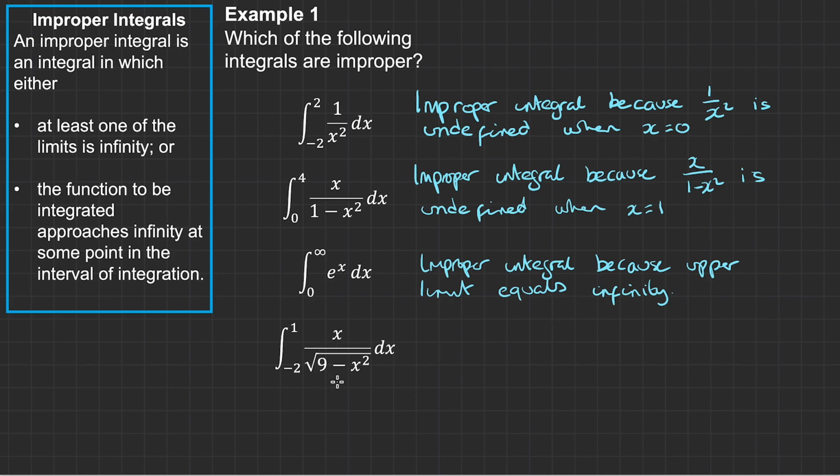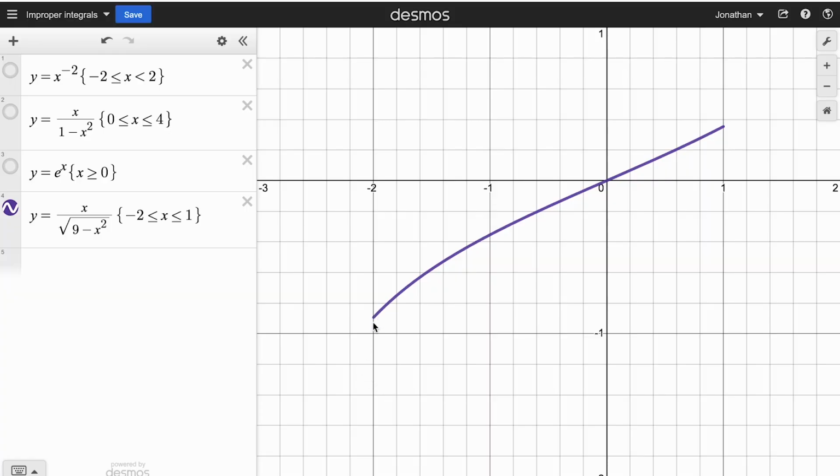And our final integral, well, within the range of -2 to 1, this is proper. But if we look at this function, we can see within the integral range of -2 to 1, every point is defined. The function is not broken. So for this reason, this is a proper integral.